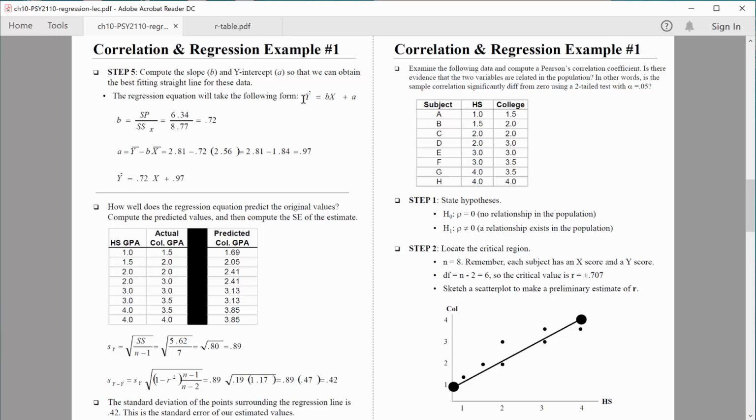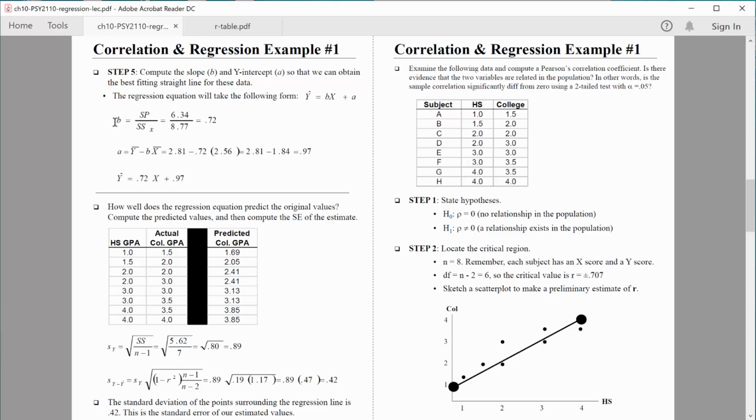And how are we going to find that predicted college GPA? We're going to take their high school GPA, which is X, multiply it by that b value, the b weight, that's the slope, and then add a, which is our y-intercept value. So clearly what we need to figure out is what's the value of the slope and what's the value of the y-intercept. Smartest thing to do is just look at your formulas.